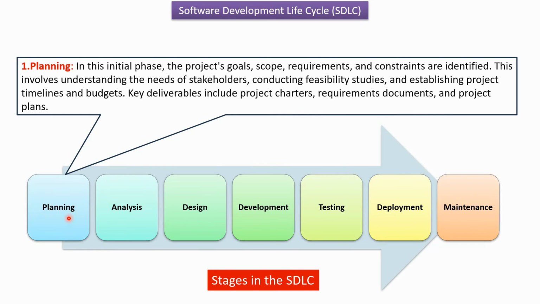First one is planning. In the planning phase, the project's goal, scope, requirements, and constraints are identified. This phase involves understanding the needs of stakeholders, conducting feasibility studies, and establishing project timelines and budgets. Key deliverables include project charters, requirement documents, and the project plan.